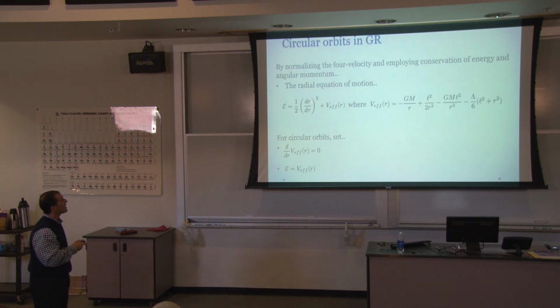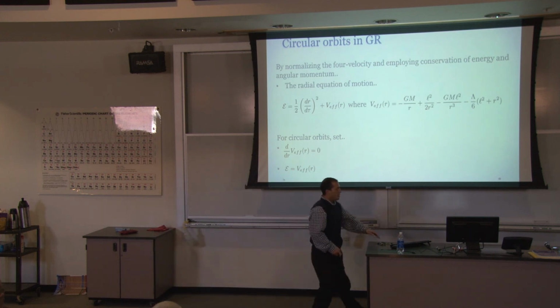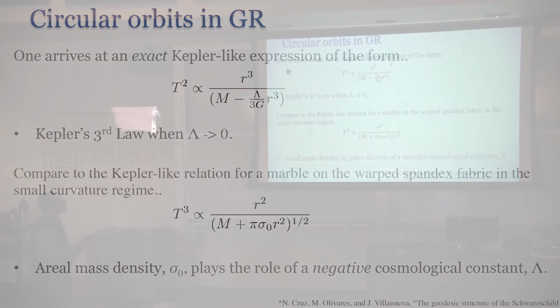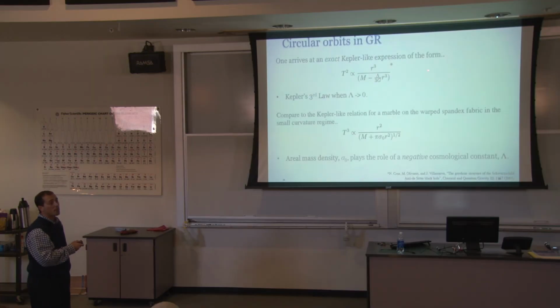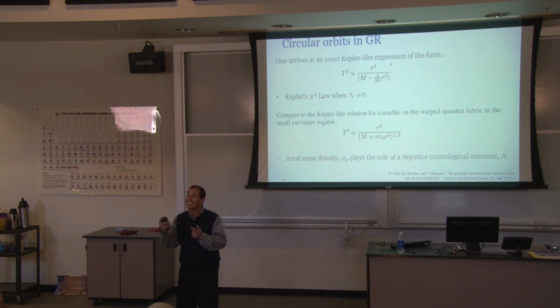The second thing you do is you set dr/dt equal to 0. That says you have no radial motion at all. When you do this and you play around with the mathematics, you can come up with the Kepler expression. And here it is. This is an exact solution, an exact Kepler-like expression for a constant spherical mass in the presence of a vacuum energy. If I set lambda equals 0, notice that this reduces to Kepler's third law. It's kind of remarkable that in general relativity, Kepler's third law is exactly the same as it is in Newtonian gravity. It's true, but it is.